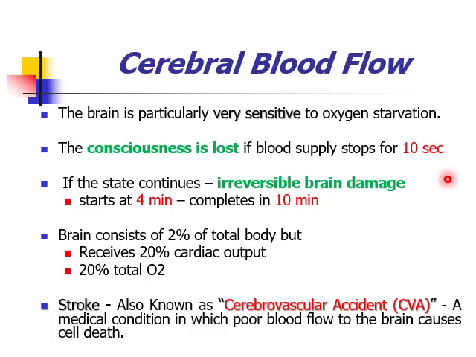It receives 20% of the cardiac output and 20% of the total oxygen of the body. That's 1/5 of the amount of the oxygen needed by the whole body and 1/5 of the cardiac output. The word stroke means a cerebrovascular accident. CVA stands for cerebrovascular accident. It's a medical condition in which poor blood flow to the brain causes cell death. And we will encounter the word stroke with the blood supply of the brain as we continue in our lecture.